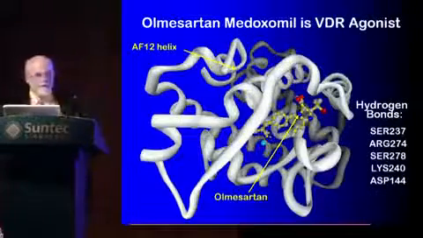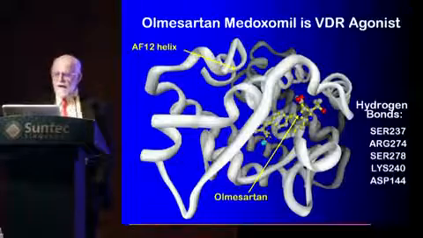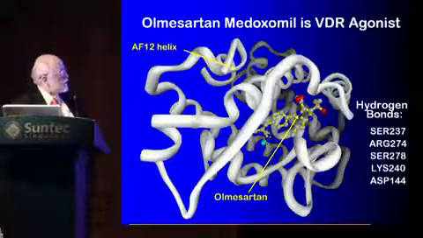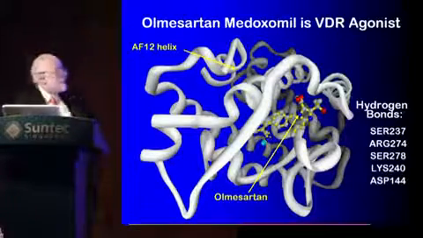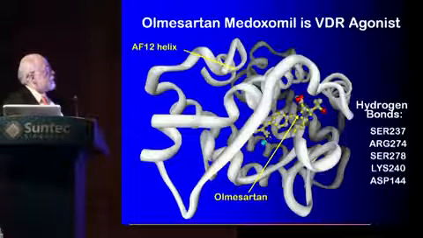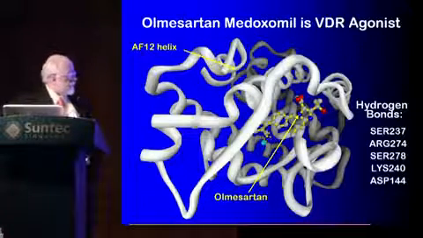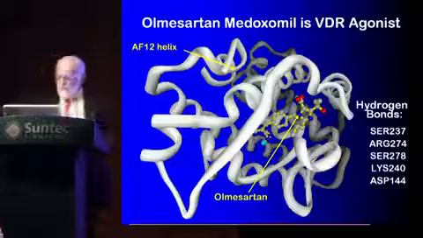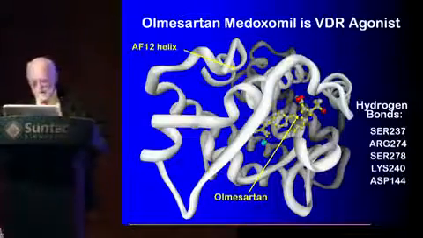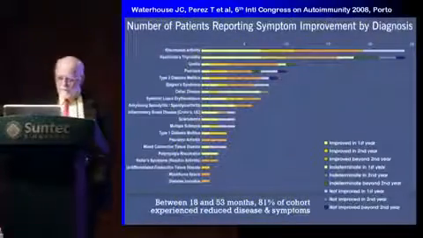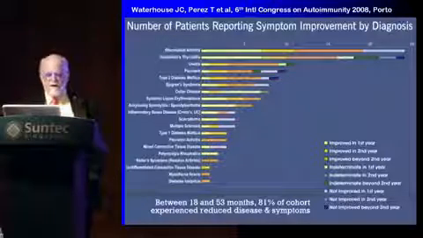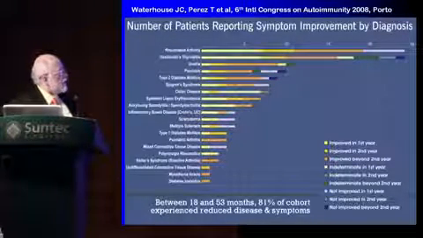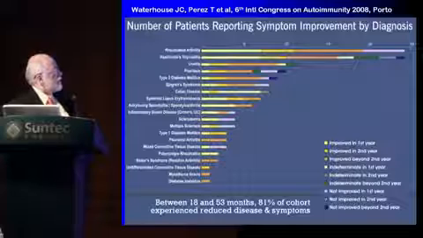So what do we do about it? Well, obviously, we find a VDR agonist, which will switch the VDR back on again. It turns out there is a drug in the pharmacopoeia that will do that, olmesartan medoxomil, and here is how it does it. I don't have time to go into that. When you do that, over a period of about 5 years, you can reverse just about every autoimmune diagnosis.